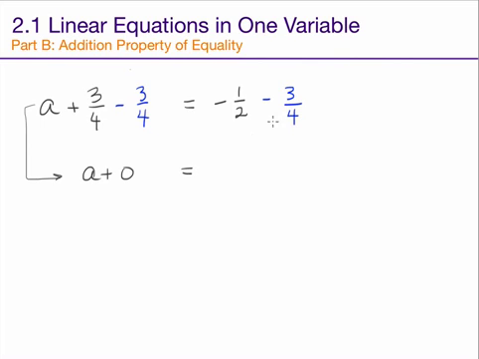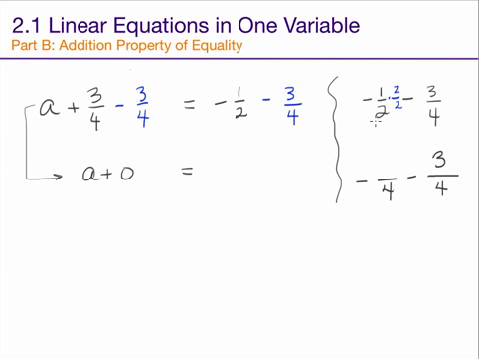The right-hand side of my equation now says -1/2 minus 3/4. I need to do some scratch work here. -1/2 minus 3/4 is an addition or subtraction of fractions. My lowest common denominator is 4. This fraction already has a denominator of 4. This one would need to be multiplied by 2 on the denominator to get a denominator of 4. Multiplying the numerator by 2 gives me -2.